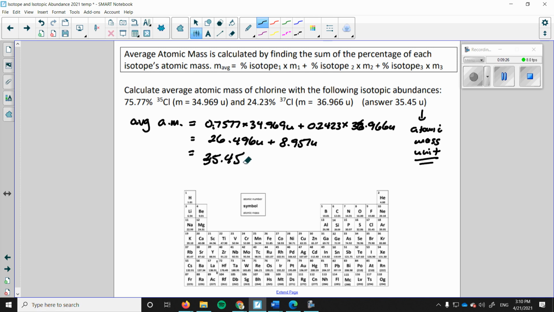35.45 u's, atomic mass units. So on average, in nature, the mass of chlorine is 35.45 because some of it's contributed from the mass of chlorine-35 and some of it's contributed from the mass of chlorine-37. How does that compare to the periodic table? Let's look up chlorine. Oh, look at that, 35.45. There we go. So that's where these numbers come from on the periodic table. If you're ever wondering, there we go.